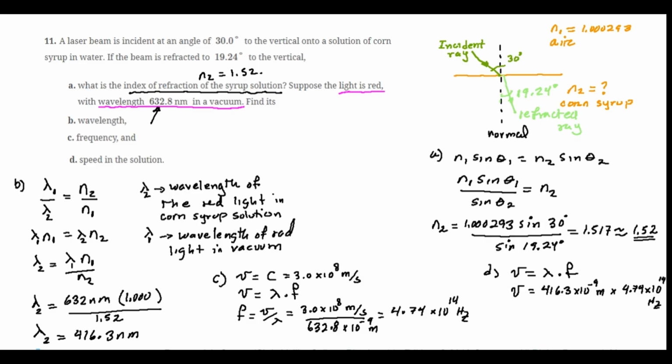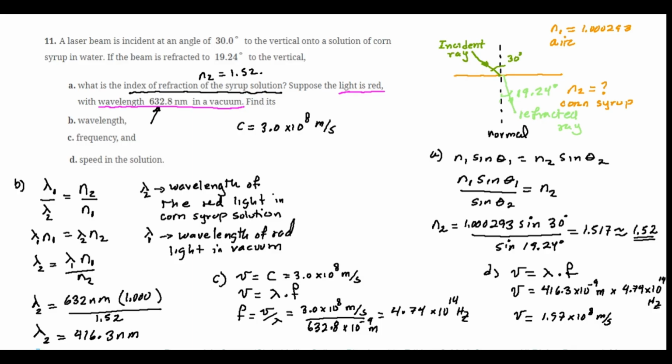And then when you calculate the speed, this speed should be approximately 1.97 times 10 to the 8 meters per second. So remember that the speed of light in vacuum is 3.0 times 10 to the 8 meters per second.